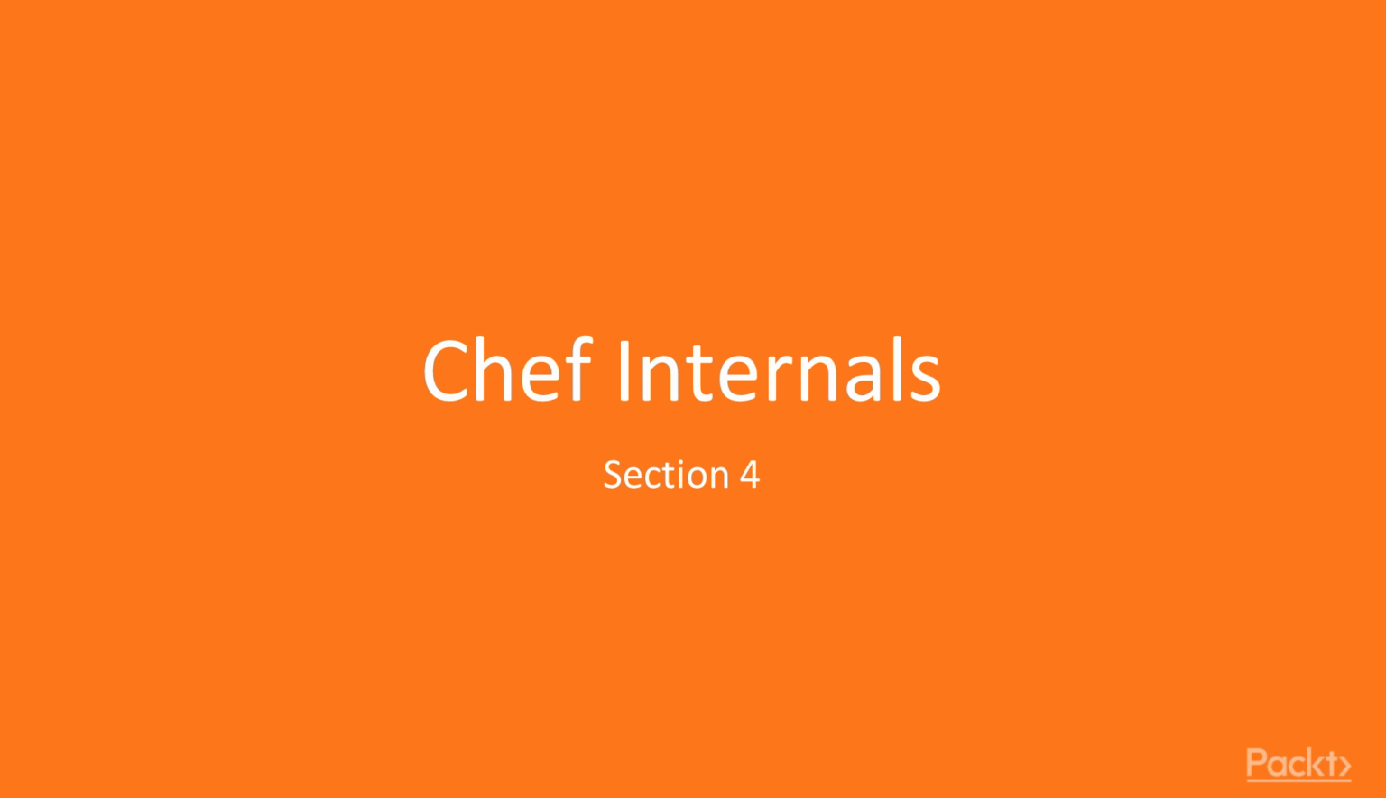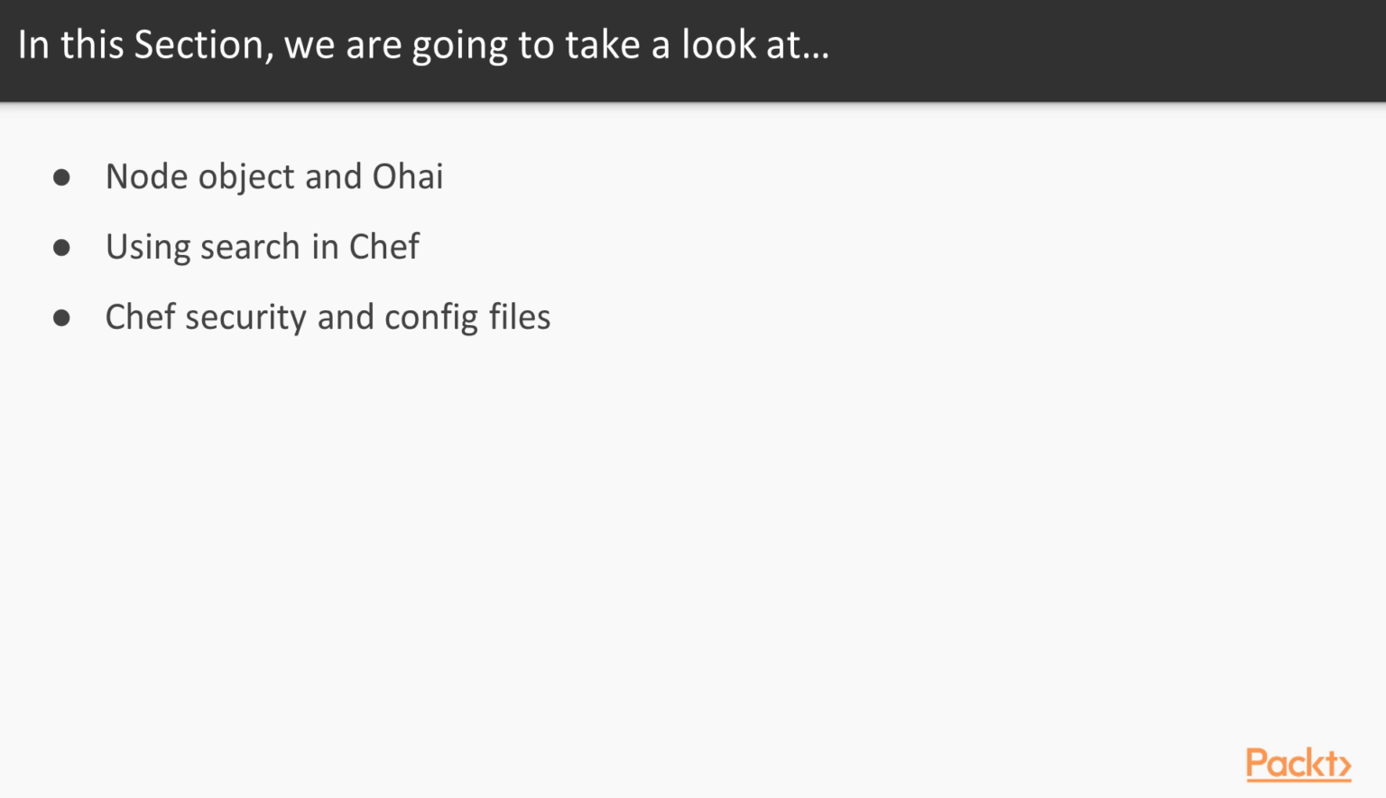In this section we are going to talk about Chef internals. Let's take a look at what exactly we are going to learn. First of all, we will take a look at what exactly a node object is and what Ohai is and how they are interrelated. Then we will see how to use search in Chef and what exactly it is used for. And finally, in the third and last video of this section, we will see what the different files associated with Chef are, and how to work with the security files and the configuration files, where they are located and what their usage is.